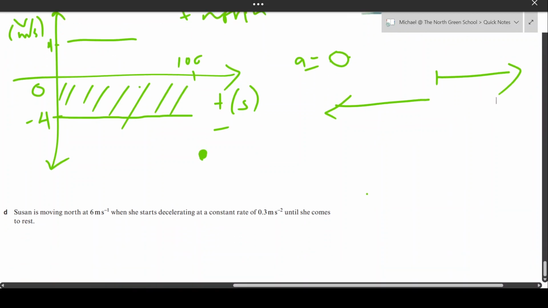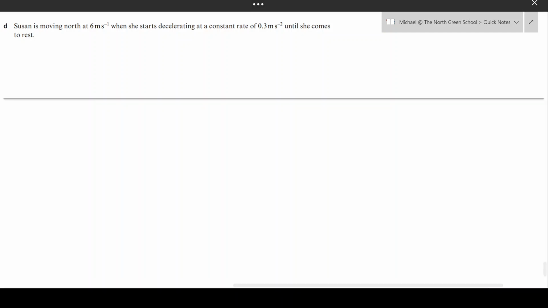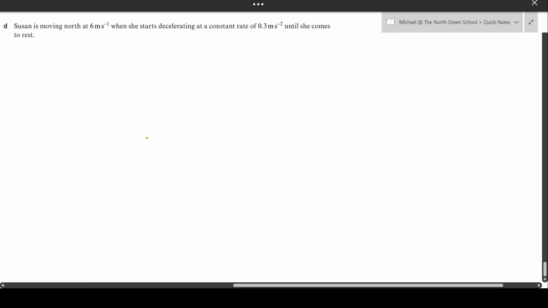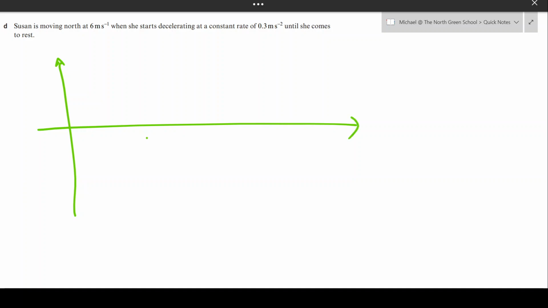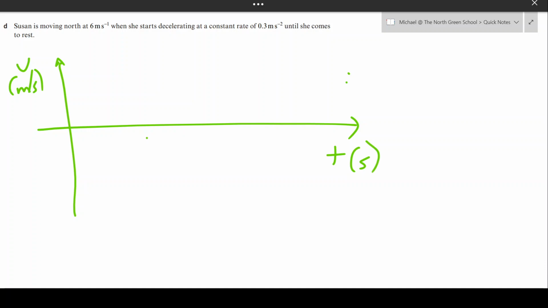That's it for that. Susan is moving north at 6 meters per second. So she starts out at 6 meters per second. Then she starts decelerating at a constant rate of 0.3 meters per second squared until she comes to rest. So this is velocity in meters per second, and this is our time in seconds. So she's moving north at 6, so she starts out right there at 6. She starts decelerating. She's slowing down.